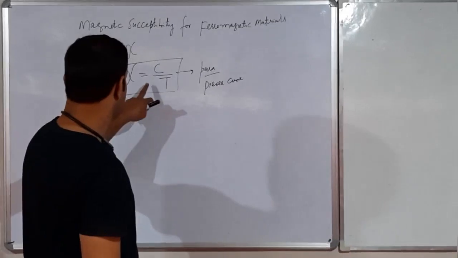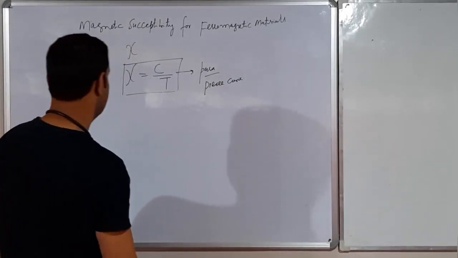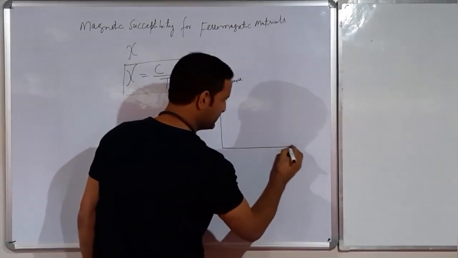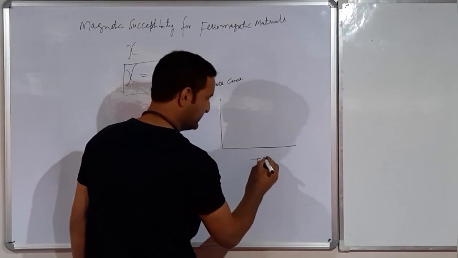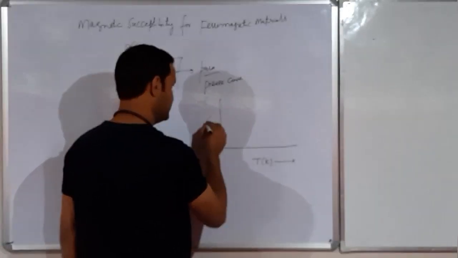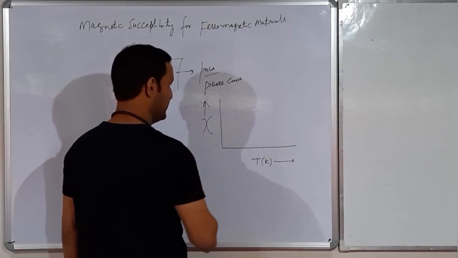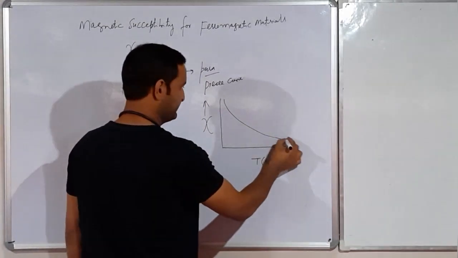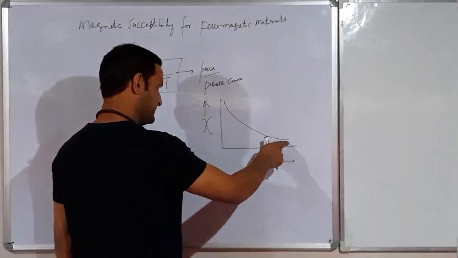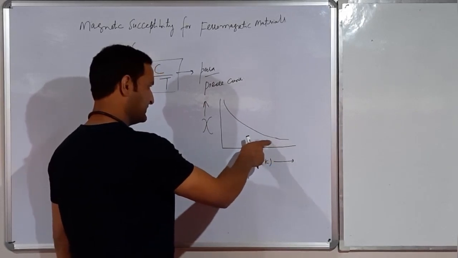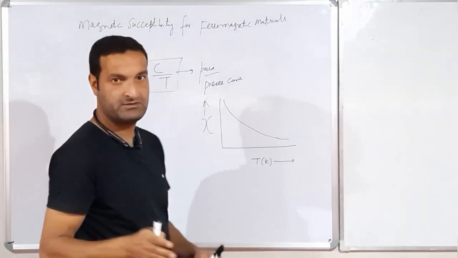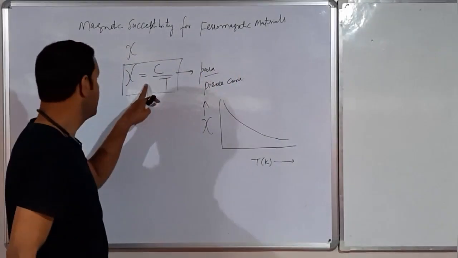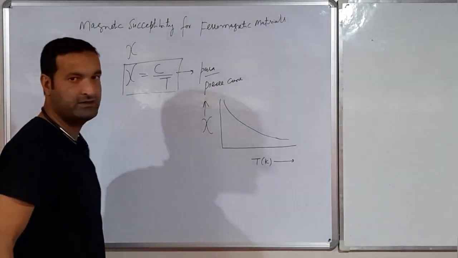Here you see the temperature variation of susceptibility can be seen graphically, with temperature in Kelvin along the x-axis and the susceptibility along the y-axis. So the variation of chi with temperature is like this. If we decrease the temperature of a specimen, the magnetic susceptibility increases. That is, the magnetization within the material increases with the decrease of temperature. So there is an inverse relation between chi and T.